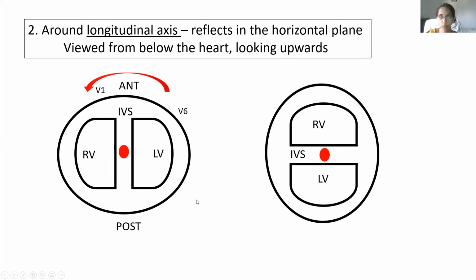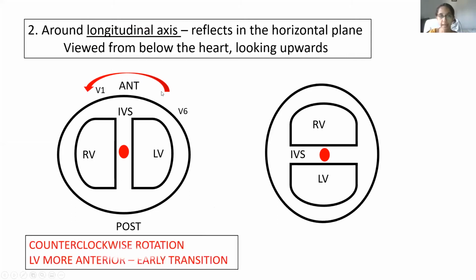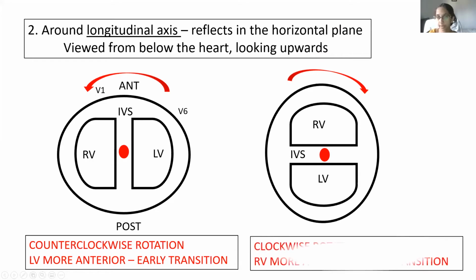In that situation, if my heart is counterclockwise rotated, or it is used as anti-clockwise, so if it is anti-clockwise or counterclockwise rotation of the whole cardiac mass, you can see that the left ventricle comes to lie anteriorly. In contrast to that, if my cardiac mass is rotated clockwise, this way, then my right ventricle will be more anterior. And how do I see this on an ECG?